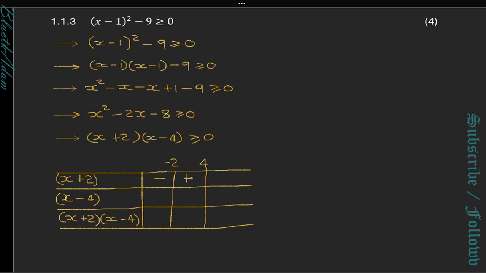Remember that it's ascending order, negative 2 followed by 4. Everything to the left of negative 2 is negative, to the right is positive, and the same for 4: to the left is negative, to the right of 4 is positive. So multiplying, positive times negative is negative, positive times positive is positive. And then the final results, we have positive going to the left of negative 2, and positive going to the right of 4. So our x will be less than or equal to negative 2. Also our x is going to be greater than or equal to 4.